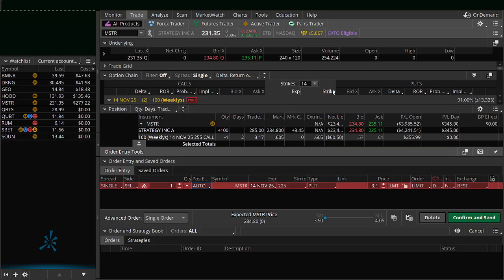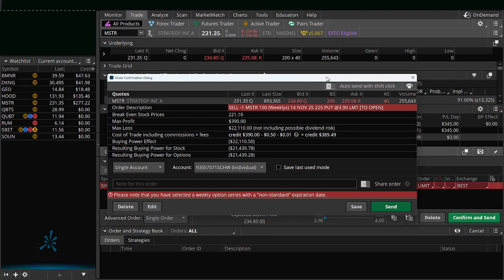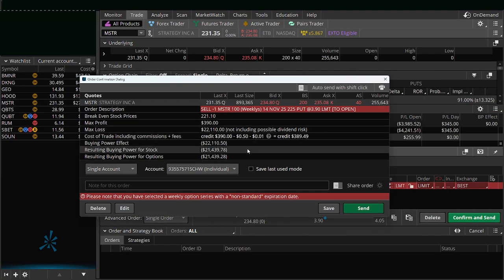When you click on the bid side or the sell side for the put, it's going to show it to you here as a put. It's going to show you the price per contract, or I'm sorry, per share, and it's going to give you your expiration date and your strike. You would hit confirm and send. And this is still not going to confirm it. It's not going to solidify it or cement it. This is your last chance to preview before you hit send.